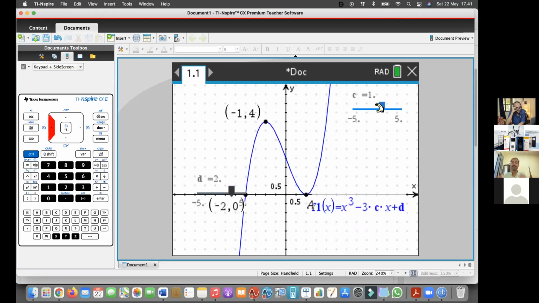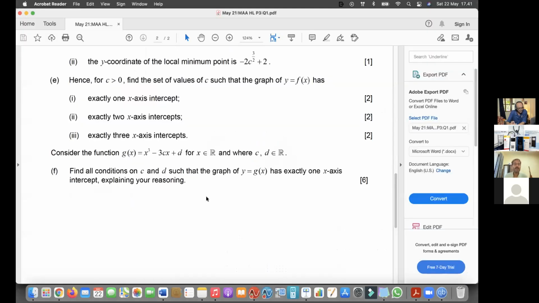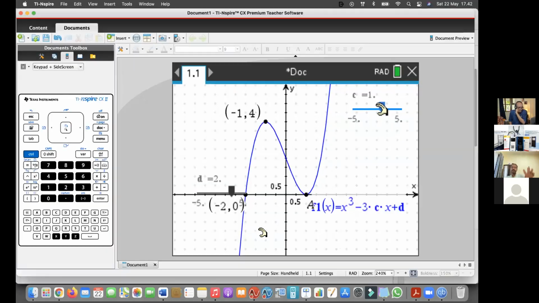So now how should we put these two together so that we can find the relation between c and d? What are the conditions? If I read the question again, find all conditions on c and d such that this graph has exactly one axis intercept, explaining your reasoning. So I'm sure there will be some R marks involved here too. So find all the conditions on c and d. If you see, for c, we had different conditions.